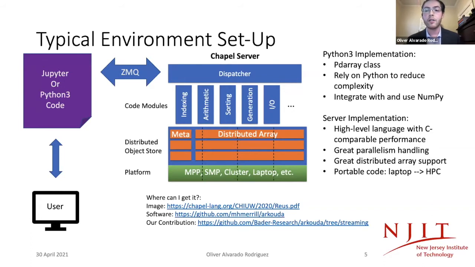Chapel is a high-level language with C-comparable performance, great parallelism handling, great distributed array support. It's portable. You can get Arkouda from GitHub and take advantage of the Python front end and nice server backend. The links are provided here in this slide with the link to the original software, as well as a link to our implementation, which is this link down here.